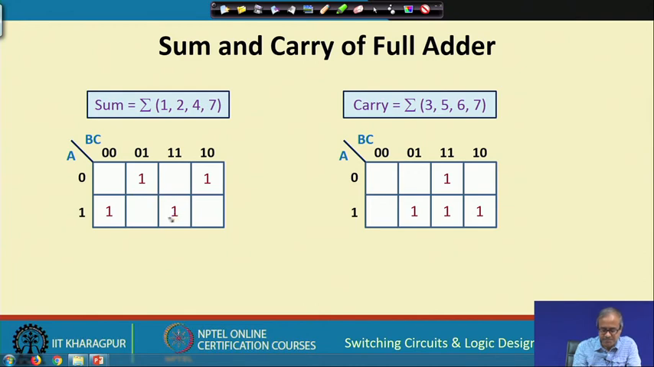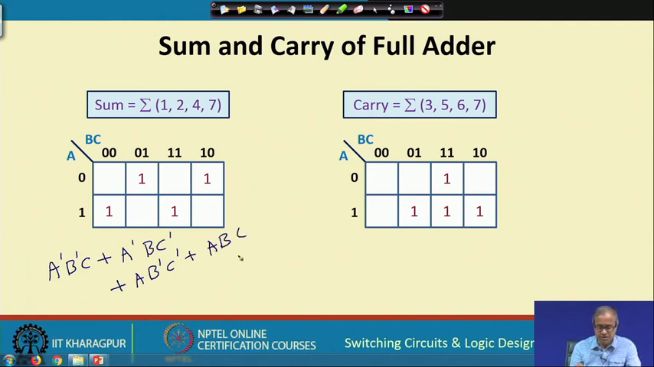Now, if we try to minimize, you see for sum there are no two adjacent ones which can be combined. So, this is a peculiar scenario where no minimization is possible. Each true min term will be a separate product term. If you straight away write down, first 0, 0, 1 will be A bar, B bar, C, second one will be 0, 1, 0, A bar, B, C bar, then plus 1, 0, 0, A, B bar, C bar, and the last one will be 1, 1, 1, A, B, C. This will be the form which cannot be minimized.